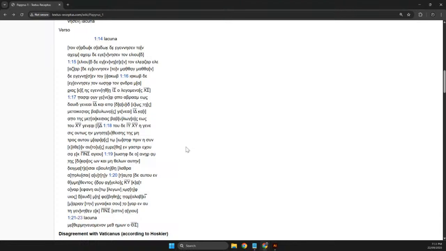There are some differences with Vaticanus and Sinaiticus as well. With, I think it's Jesu Christu. I think Sinaiticus has Christu Jesu or something like that. It's around the other way, which is interesting.